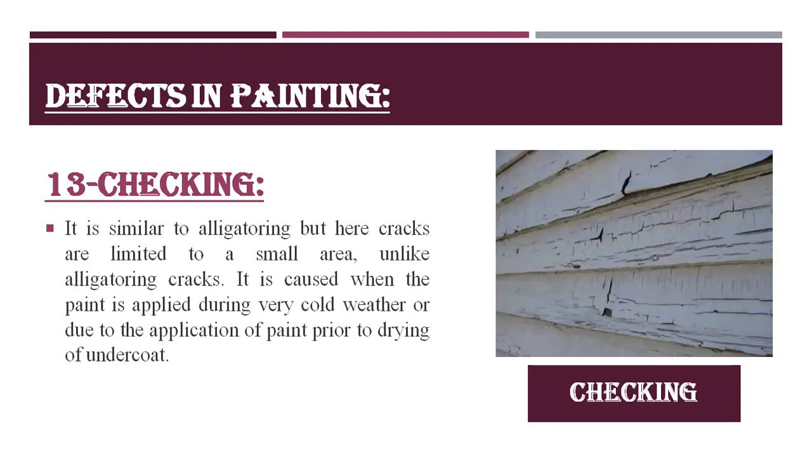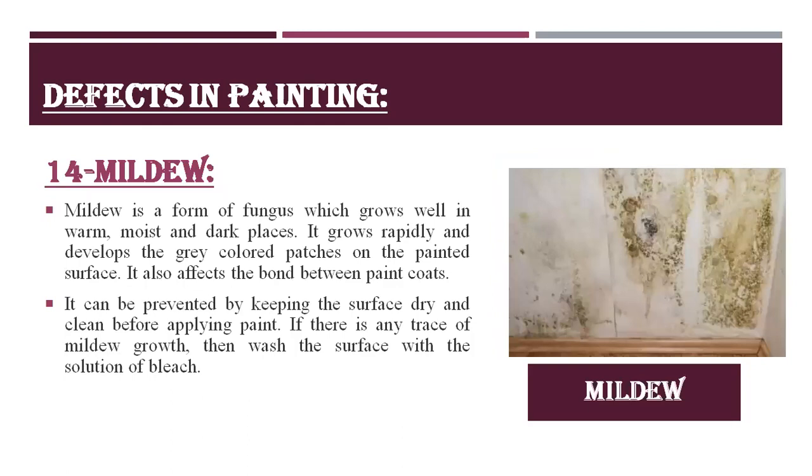14th and last defect is mildew. Mildew is a form of fungus which grows well in warm, moist, and dark places. It grows rapidly and develops gray colored patches on the painted surface. It also affects the bond between paint coats. It can be prevented by keeping the surface dry and clean before applying paint. If there is any trace of mildew growth, then wash the surface with a solution of bleach.